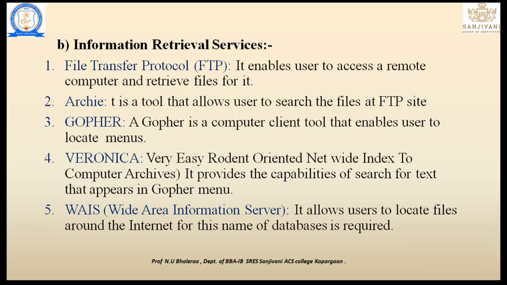Then the next one is Wide Area Information Server, also called WAIS. It allows users to locate files around the internet, for which the name of a database is required. Many times our main information data is stored on the internet and is commonly accessed by people all over the world. Or if your company has some server area, you can store the data, or locate the data on the internet, around the name of the database which you require again and again for communication purposes. So it is all about information retrieval services which are offered under internet services.